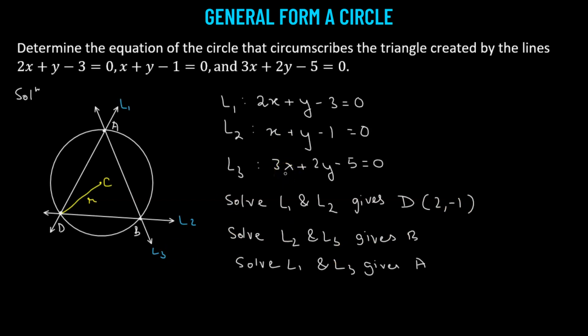Solving line 2 and line 3, that means the equation x plus y minus 1 equals 0 and line 3, which is 3x plus 2y equals 5, gives x equals 3 and y equals negative 2. So our point of intersection will be 3, negative 2. Solving line 1 and line 3 gives the coordinates of point A as 1, 1. Right. Now we have the three coordinate points.